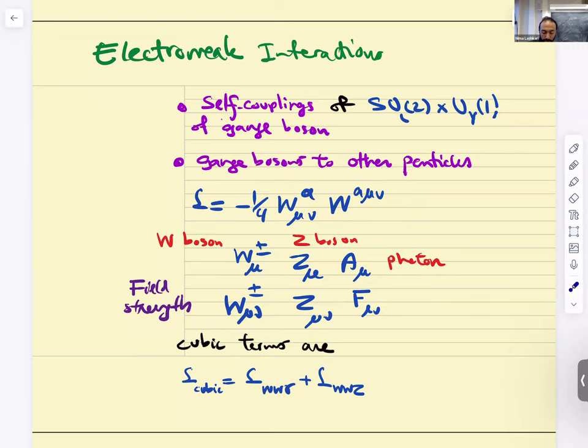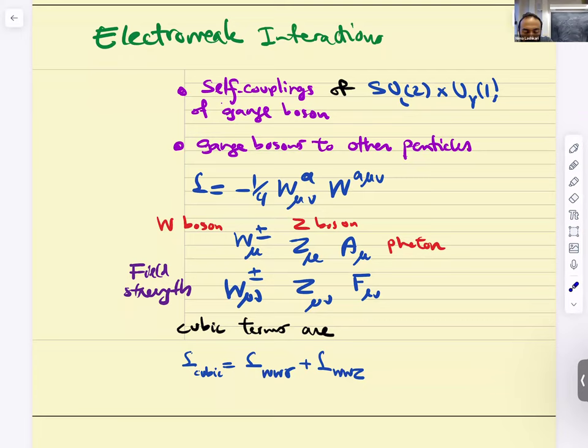Now, in Yang-Mills, if you remember, there were the cubic interactions and quartic interactions. Cubic interactions were controlled by g times f^{abc}, the structure constants. Here, what are the structure constants? Epsilons. And g is g. And then the second order is g squared epsilon, two of them, right? Okay. So for the cubic terms, we're going to get WWγ and WWZ. Those are the cubic terms that we're going to get.